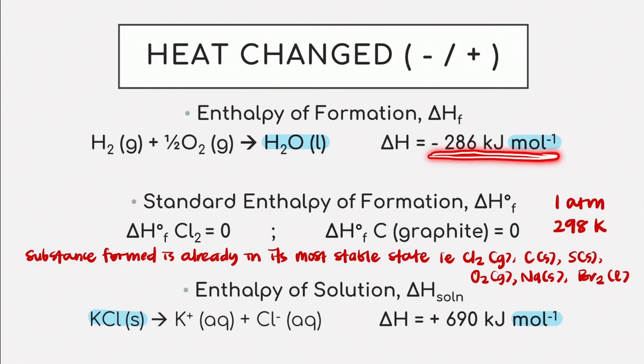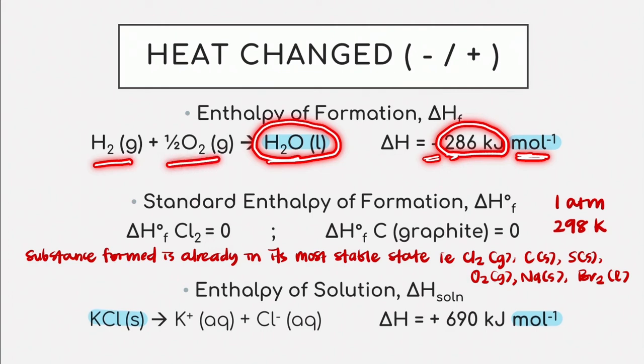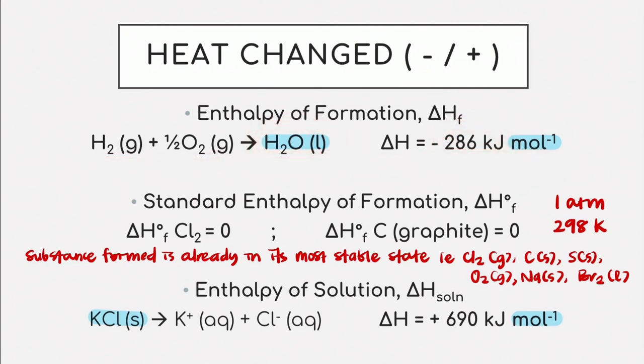Okay, please pay attention to how I read this thermochemical equation. The heat change is negative 286 kilojoule per mole. 286 kilojoule of heat is released, okay, because negative, when 1 mole of liquid water is formed from its elements in their stable states. Okay, what does it mean by elements in their stable states?